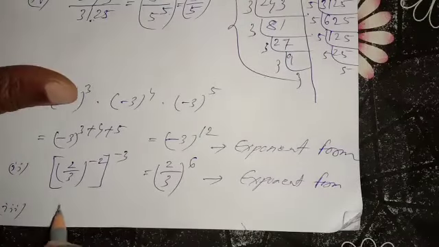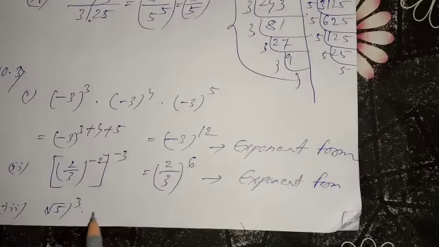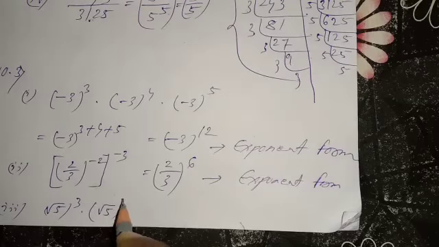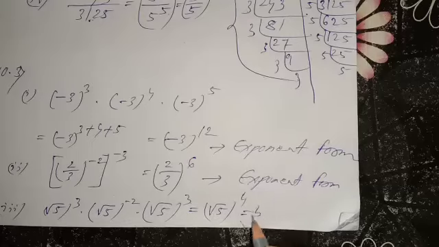Now come to the third part, the last part of number 3. The third part is given as (√5)^3 × (√5)^-2 × (√5)^3. Therefore, here the base is √5 and the power is 3 plus 3, 6, 6 minus 2, that is 4. Again, √5 means what? 5^(1/2), and (5^(1/2))^4.